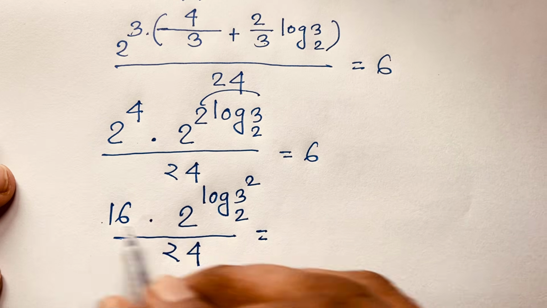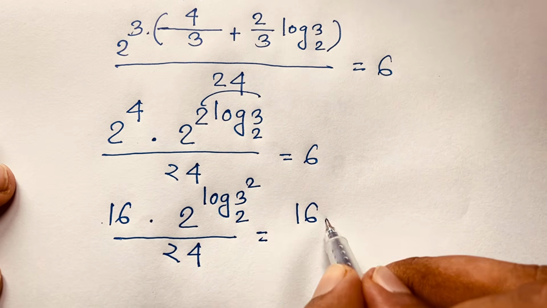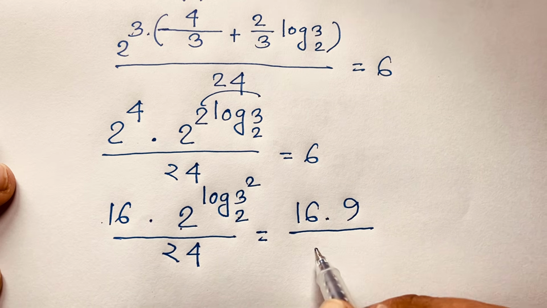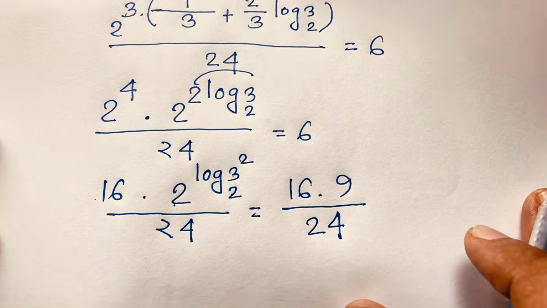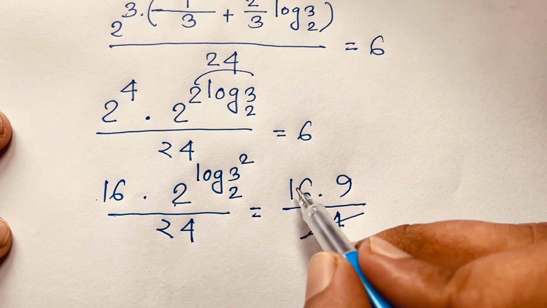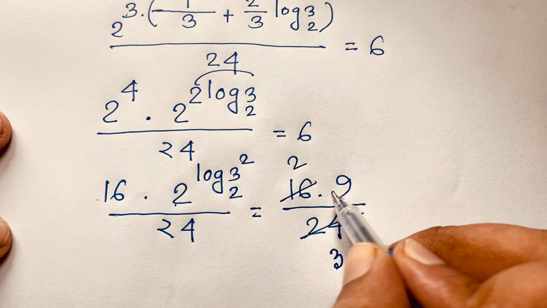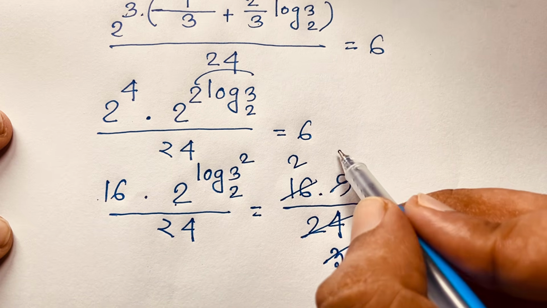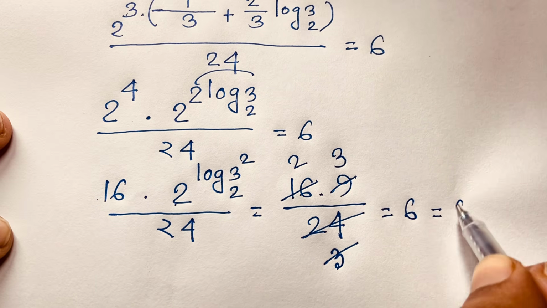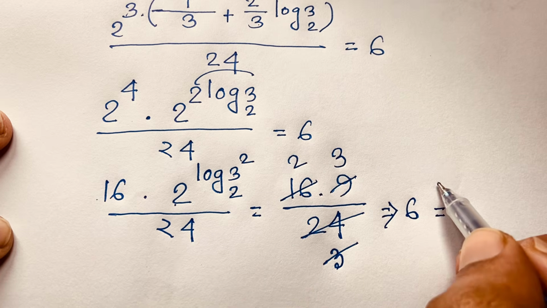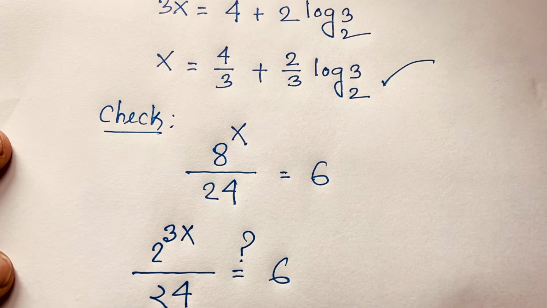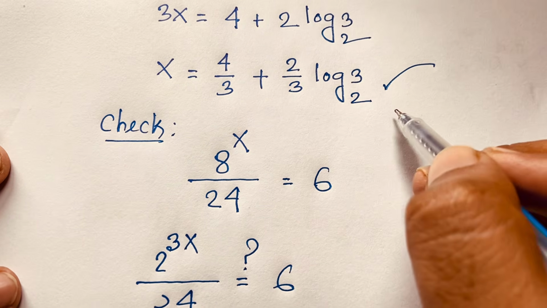Then this is 16, and this 2 to the power log cancels out, this is 9, over 24. Then 24 divided by 8 will be 3. 16 divided by 8, this is 2. 9 divided by 3, this is 3. Now you can say 2 times 3, this is 6, is equal to 6. So left hand side and right hand side are both equal. So you can say here x is equal to 4 over 3 plus 2 over 3 log 3 base 2. This is our final answer.